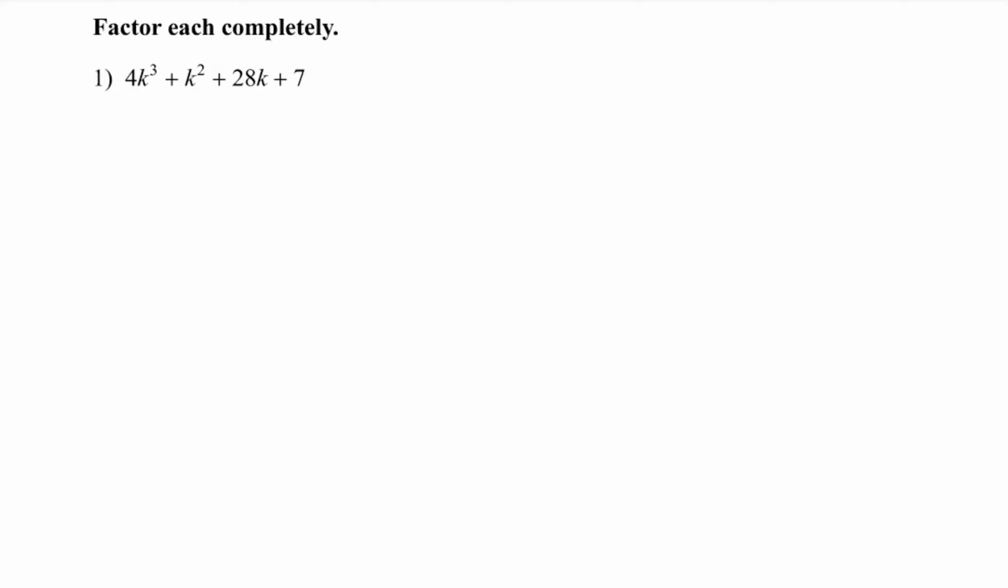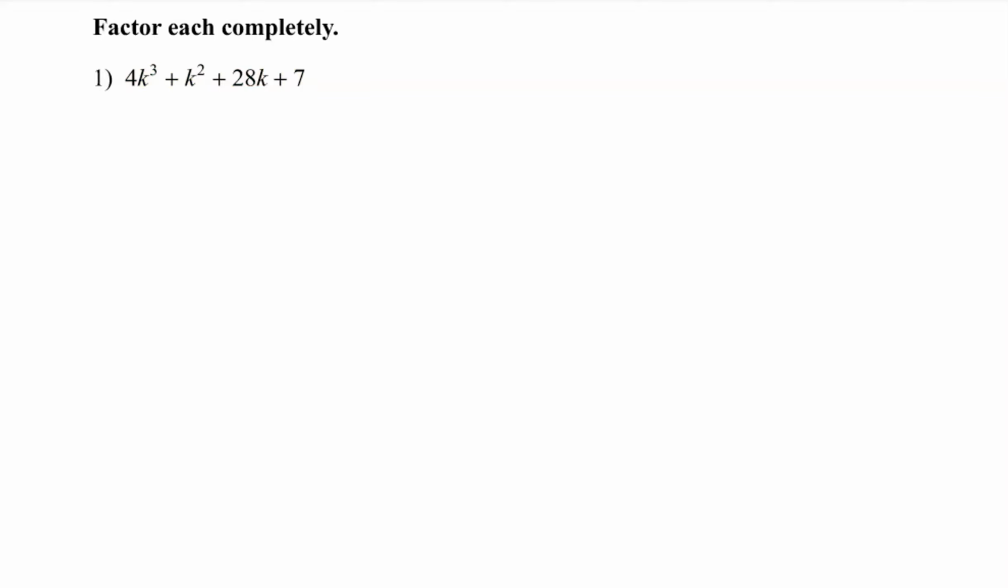In this video, we are going to learn how to factor by grouping. Factoring by grouping typically happens when you have 4 terms. So let's make sure that that's the case here. So we have 1, 2, 3, 4.